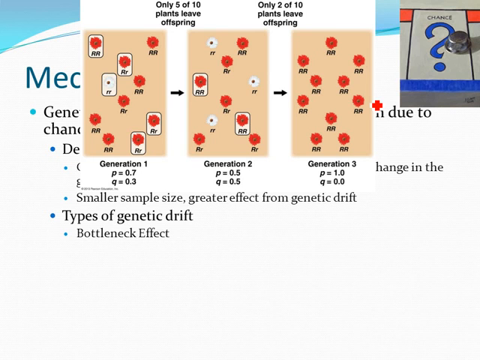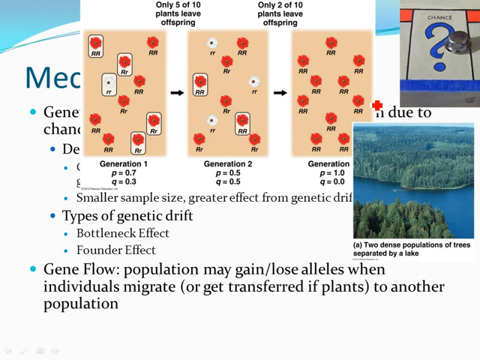And then besides chance with genetic drift, there's this thing called gene flow. This is when a population either gains or removes a particular allele due to individuals that migrate. So it's not just by chance. For example, like these plants over here, they are able to potentially transfer some pollen or whatnot onto the other side of this lake or river, so that you end up increasing the amount of variation.